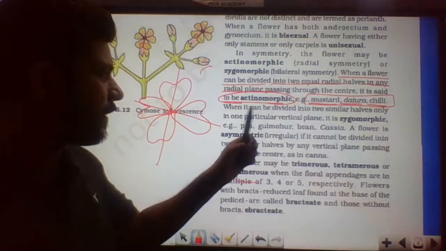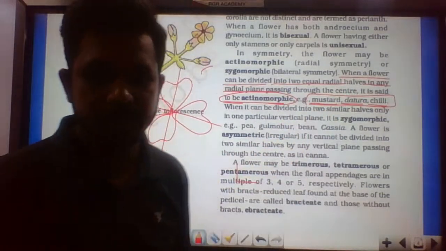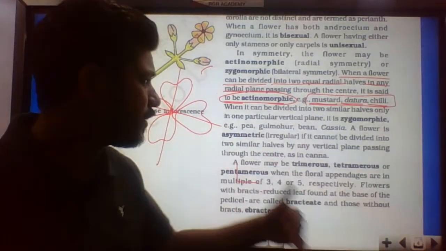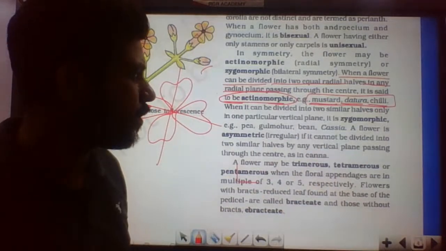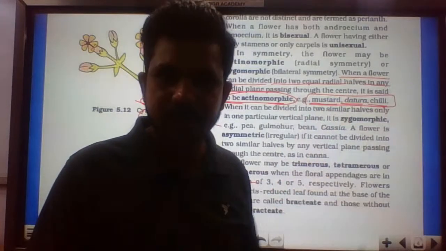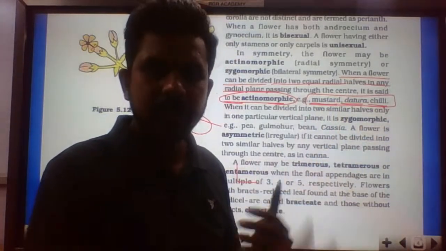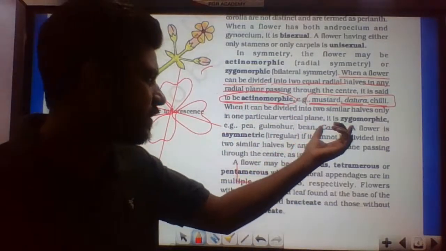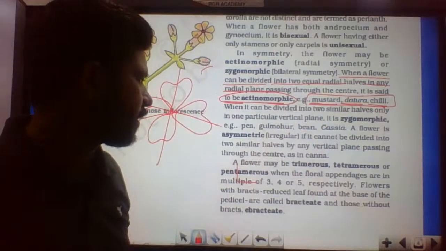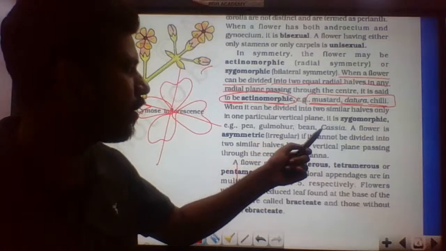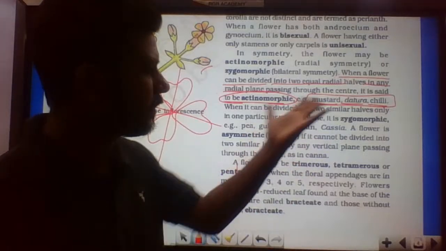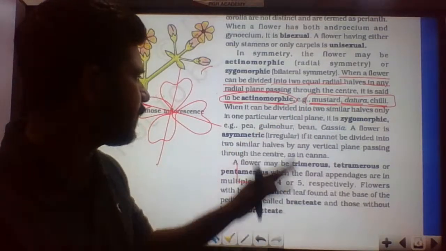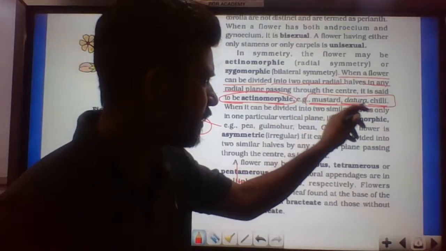Okay, so we can expect questions like this. When there are 3 examples like this, we should be aware that they may ask which of the following plants do not have actinomorphic flowers. If mustard, datura, chili are converted into options, then it is very easy, as these three are definitely actinomorphic. Another way is they may pick an option from zygomorphic, for example, zygomorphic is seen in pea, gulmohar, bean and cassia, right? So they can take an option from there and put it in that place. So you ensure which plants have actinomorphic flowers: mustard, datura and chili.